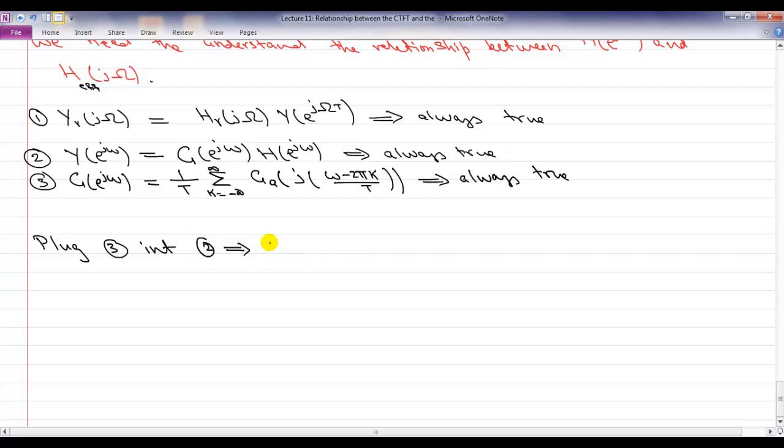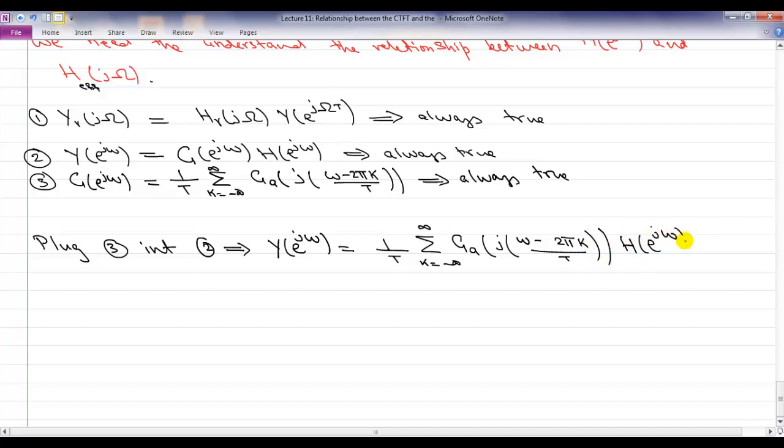What do we get? Y of e to the j omega equals 1 over T summation k from minus infinity to infinity G_A of j omega minus 2 pi k over T times H of e to the j omega. Now let's call this 4, and now plug 4 into 1.